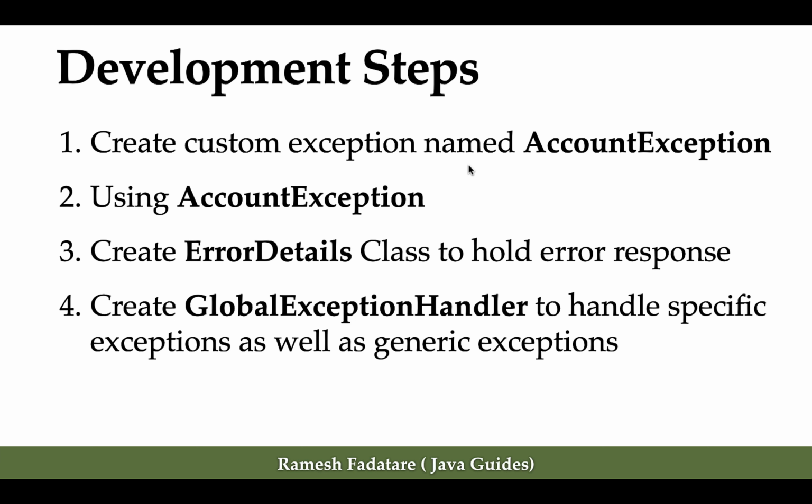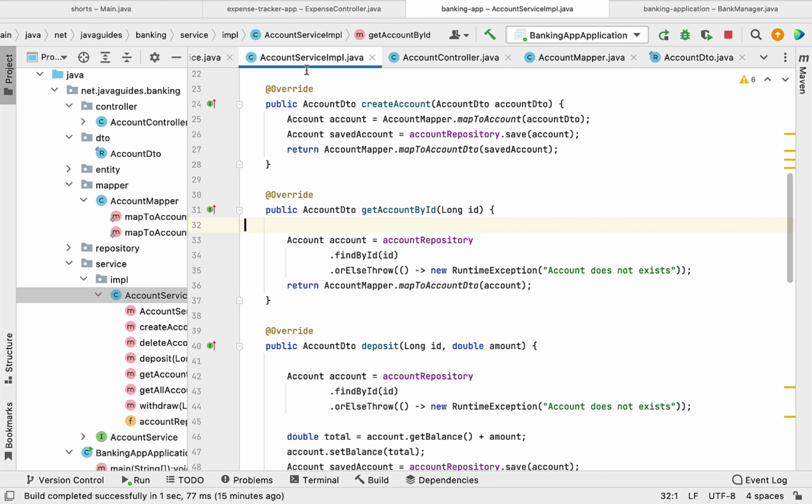Hi everyone, welcome back. In the previous lecture, we had a quick overview of how to handle exceptions in a Spring Boot application. Well, before handling exceptions in a Spring Boot application, let us understand Spring Boot's default exception handling. If you go to our project in IntelliJ IDEA and go to the AccountServiceImpl class, within that go to the getAccountById method.